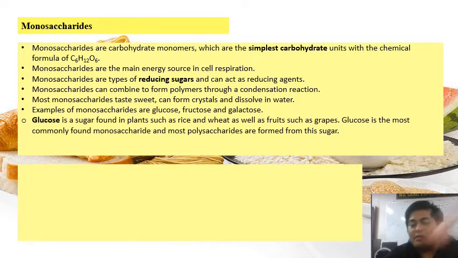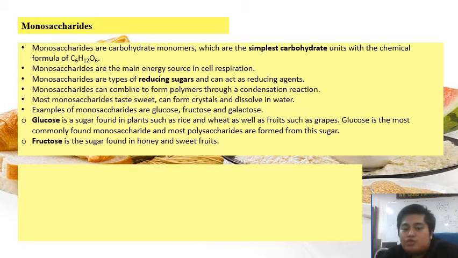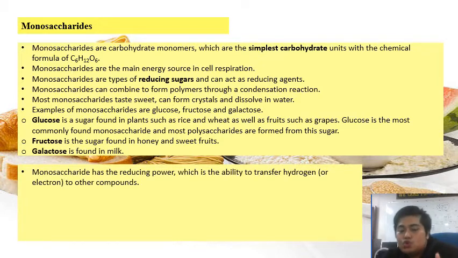So glucose ni benda yang kita biasa jumpa. Glucose ni adalah gula yang kita boleh jumpa dekat kita punya beras, kat kita punya kanji, kat kita punya anggur pun ada glucose juga. So glucose is the most commonly found monosaccharide and most polysaccharide are formed from this sugar. Dengan kata lain, since dia ni adalah benda yang paling common kita jumpa, kita boleh jumpa merata pasal dia. So dia adalah polysaccharide yang paling commonly used juga. So fructose pula, ingat fructose datang daripada honey and fruits. Manakala galactose datang daripada susu.